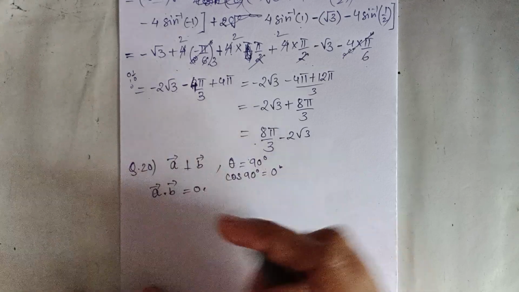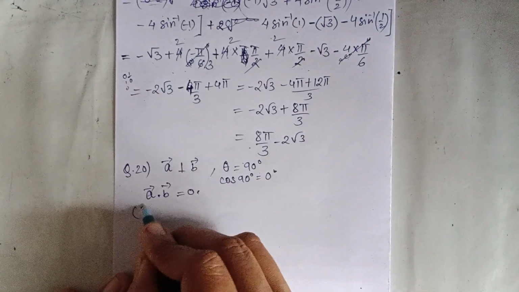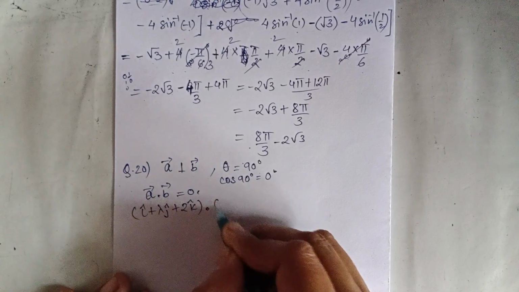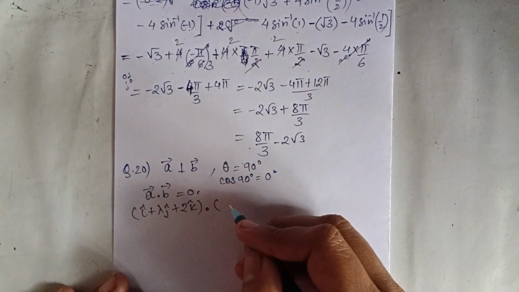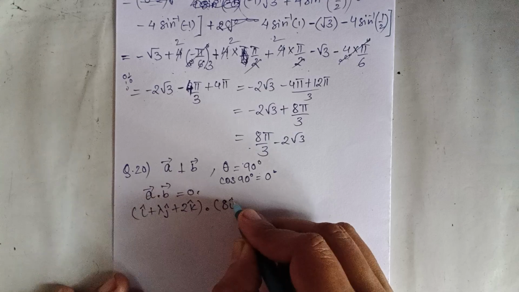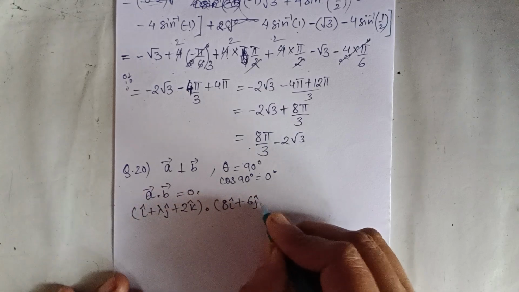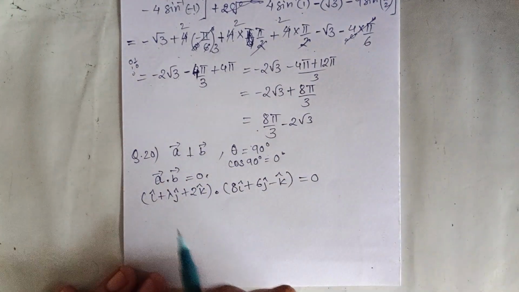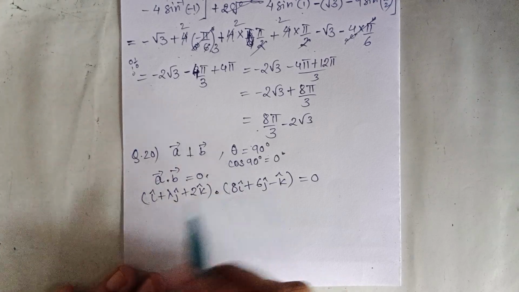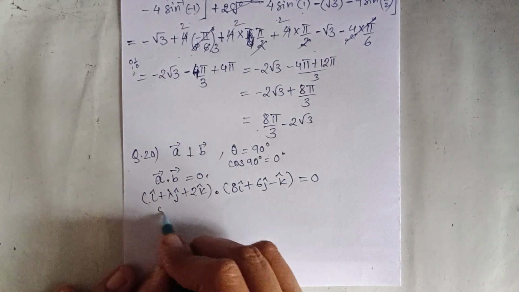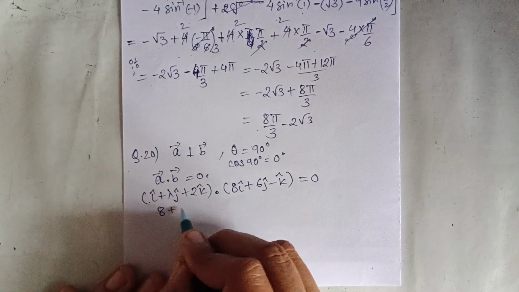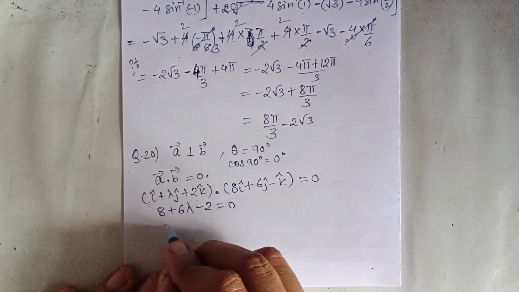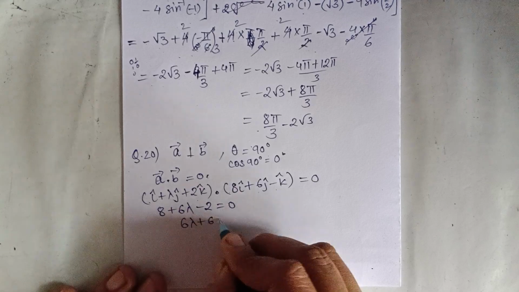A vector is given, B vector. So I'll directly write i plus lambda j plus 2k, dot product is 8i plus 6j minus k. Okay. So for the dot product you have to simply multiply the scalar numbers. Okay, scalars. 1 into 8, 8. Lambda into 6, 6 lambda. 2 into minus 1, minus 2. So 8 minus 2 is 6.